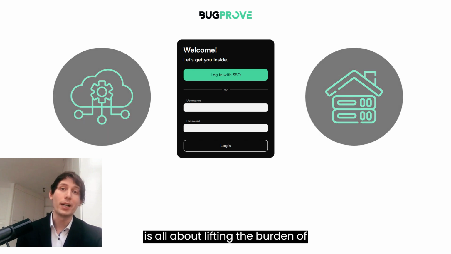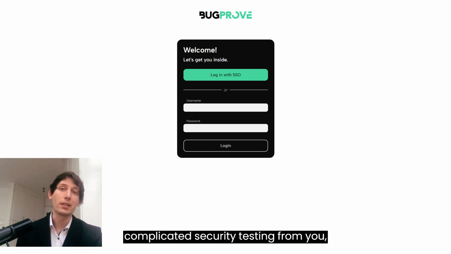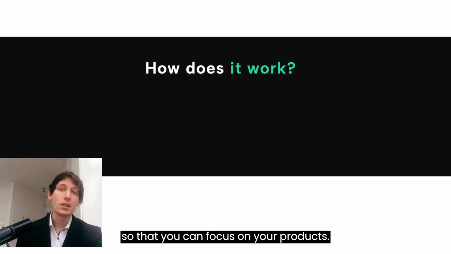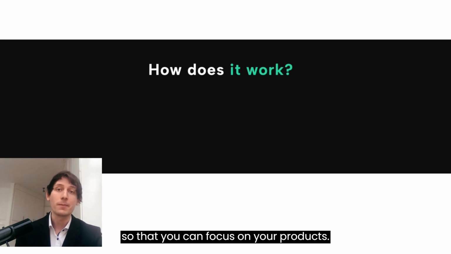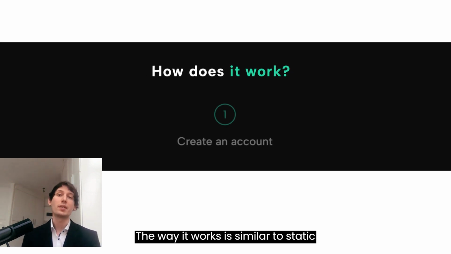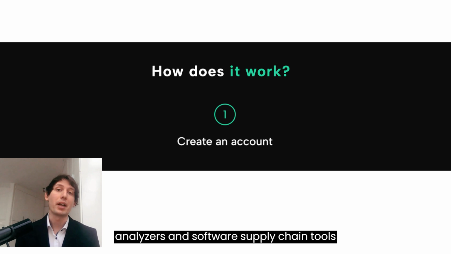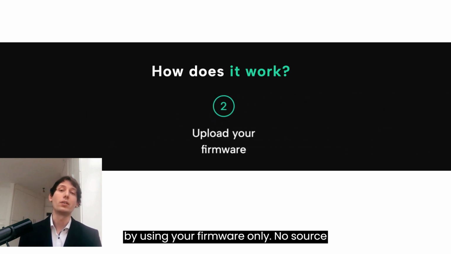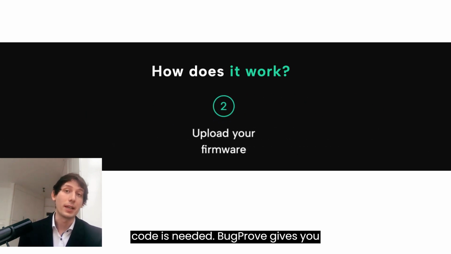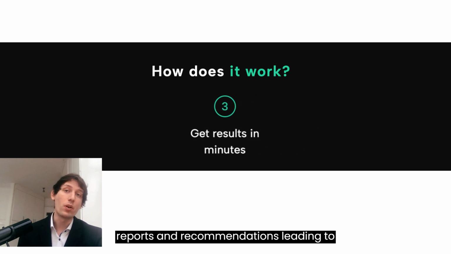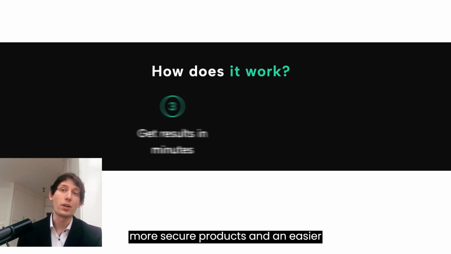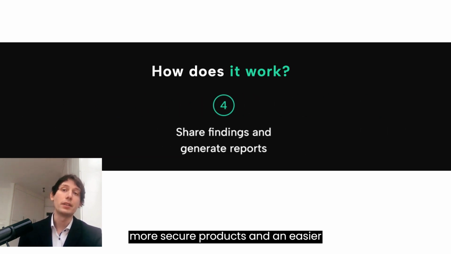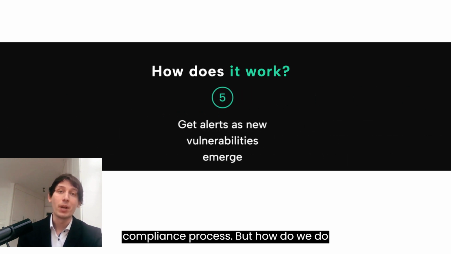BugProve is all about lifting the burden of complicated security testing from you so that you can focus on your products. The way it works is similar to static analyzers and software supply chain tools. By using your firmware only, no source code is needed. BugProve gives you reports and recommendations leading to more secure products and an easier compliance process. But how do we do this?